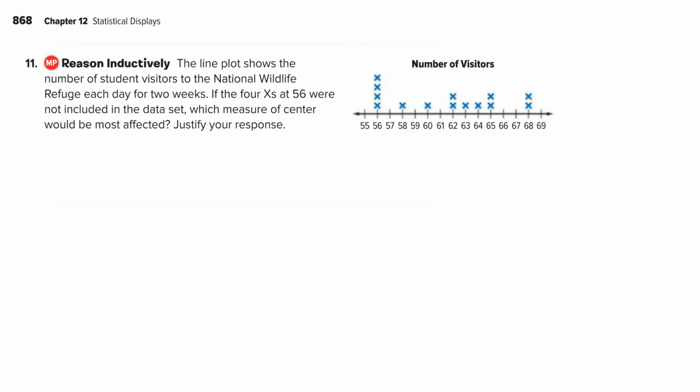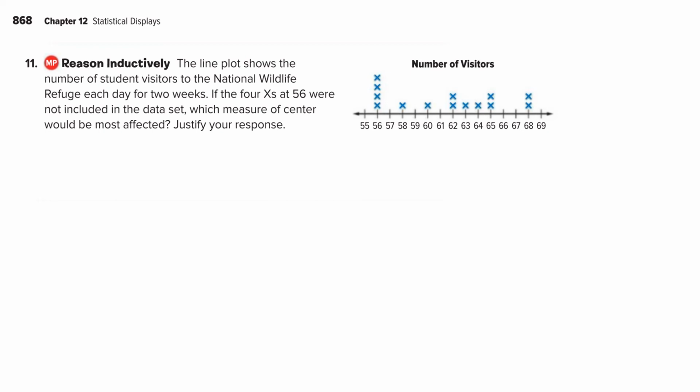Question 11. Reason inductively. The line plot shows the number of student visitors to the National Wildlife Refuge each day for 2 weeks. If the 4 X's at 56 were not included in the data set, which measure of center would be most affected? Justify your response.